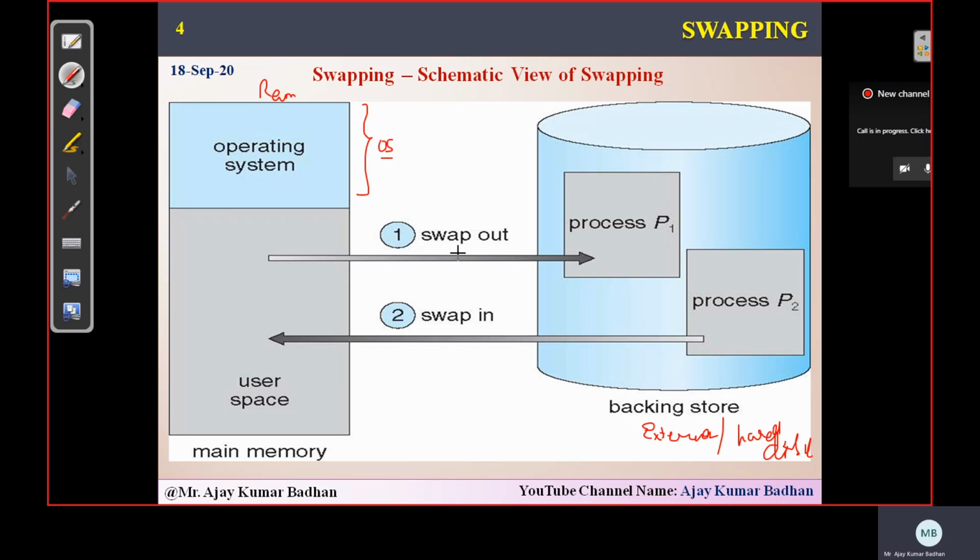First, what does swap out mean? Whenever that particular process completes and we are removing it from the main memory, the image of that particular process will be brought back to the same location on the disk. That is what we call swap out. We can also call it rollout.